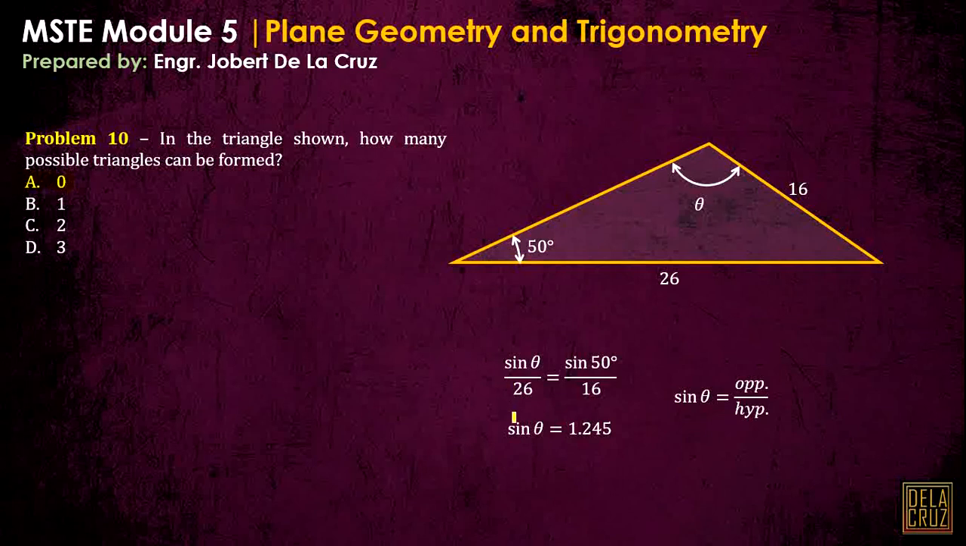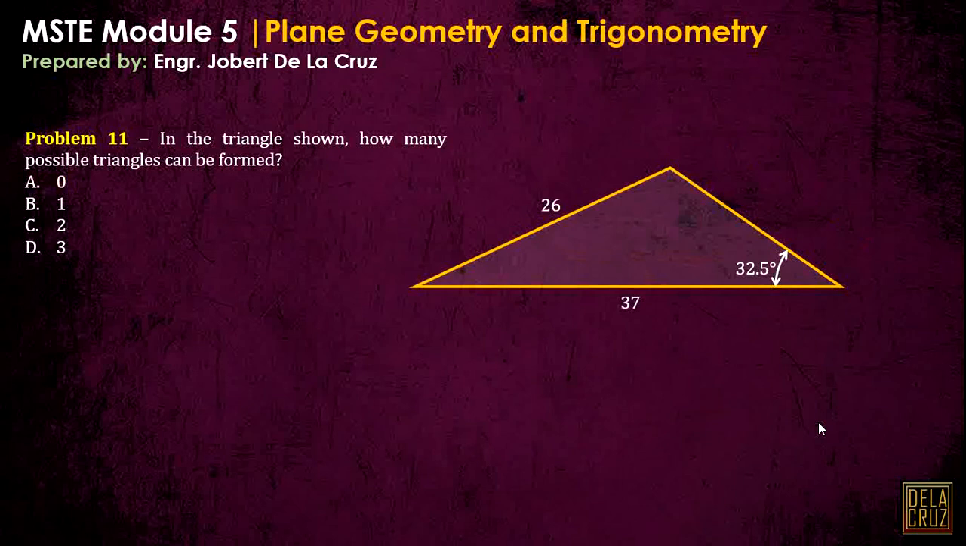Okay, understand? Automatic yan. Kahit i-shift solve natin yan or arc sine natin, magma-math error tayo dyan. Okay? So this is the first case when two sides are given and one opposite angle is given. Okay? Another example. The same pa rin, two sides, then one opposite angle is given. So how many possible triangles can be formed?